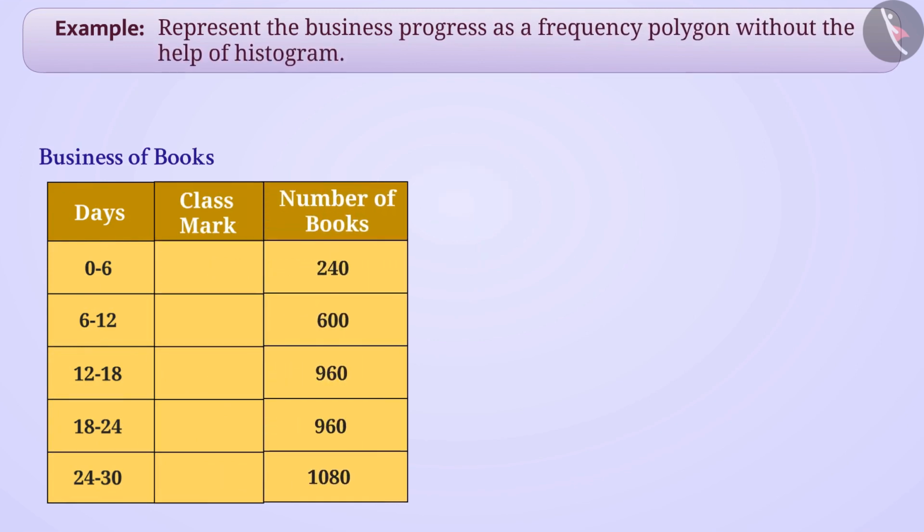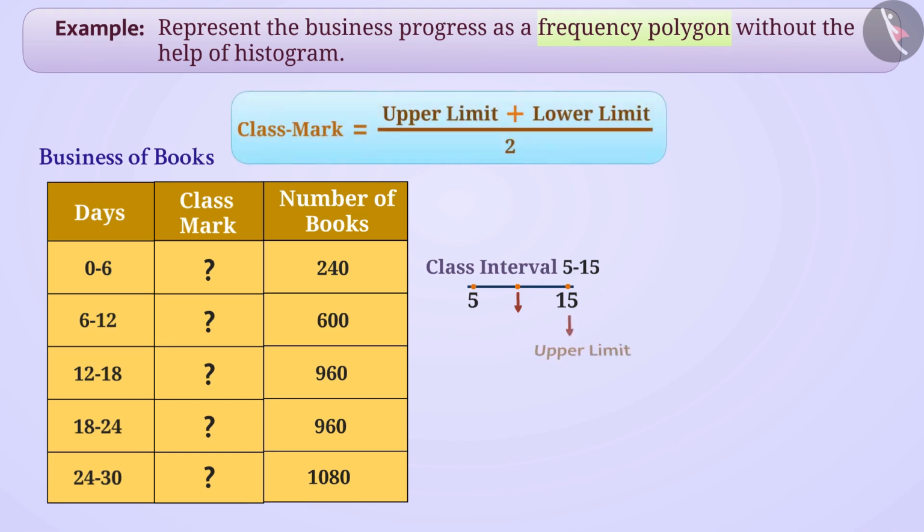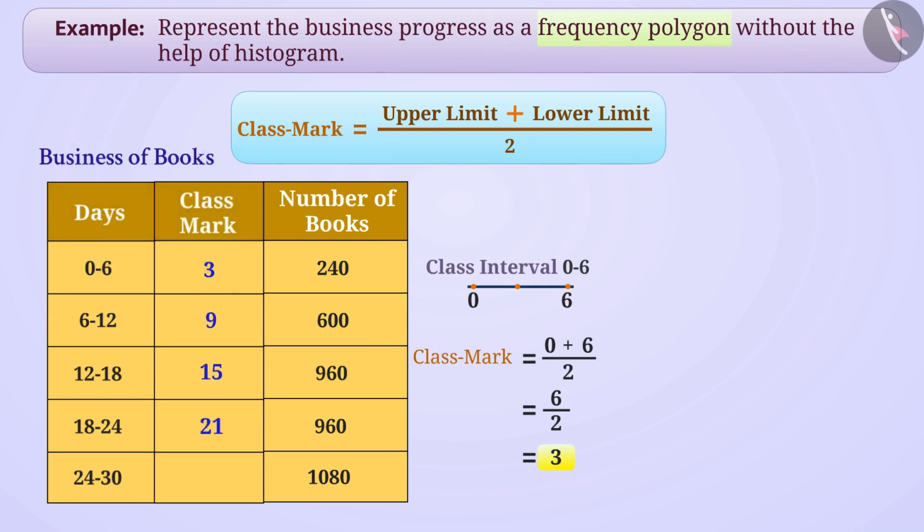We need class marks to create a frequency polygon independently. We know that the midpoint of class interval is called a class mark. Can you tell how we find the class marks? Think. Absolutely right. To find the class mark of a class interval, we divide the sum of upper limit and the lower limit of class interval by 2. Like, class mark of class interval 0 to 6 is 3. Similarly, find the class mark of all the class intervals.